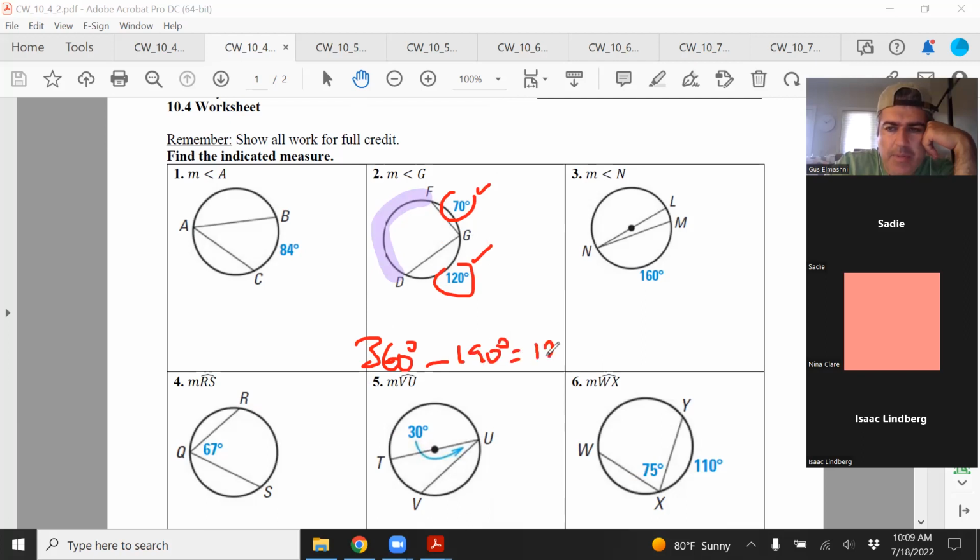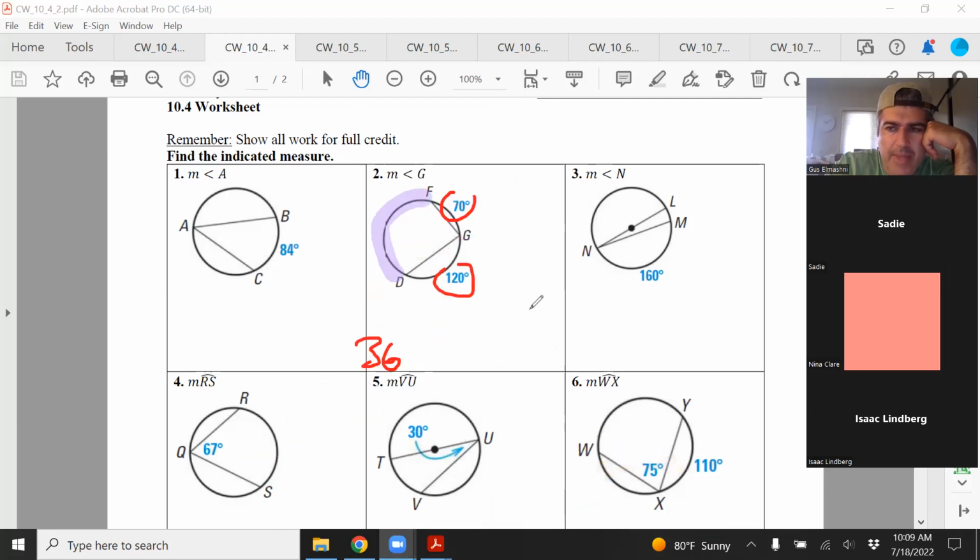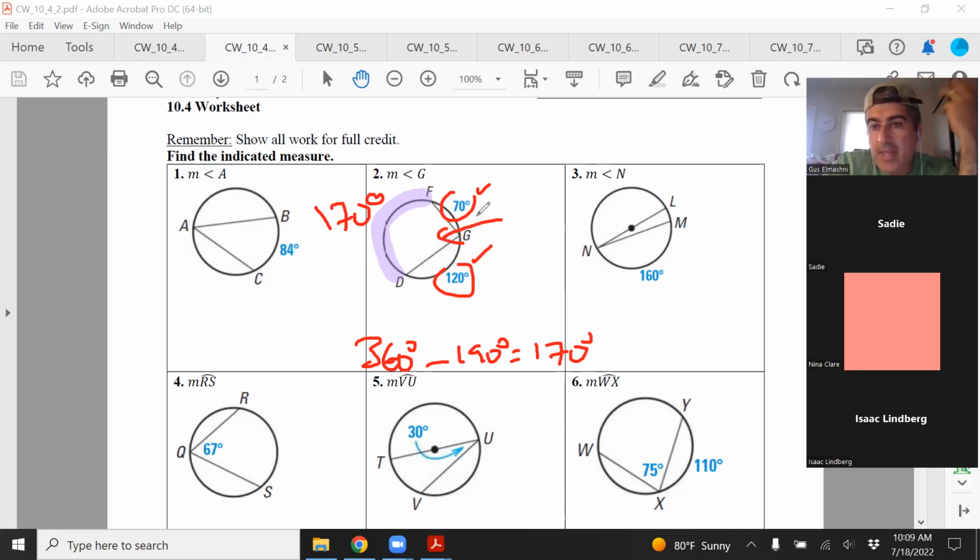Wait, no, wait, did I make a mistake? Hold on. What did I have? Did I make an error? Shoot. No, I got it. Yeah, okay, sorry. I thought I put 150 accidentally. Yeah, I got it. So you have that, right? So that's 170 degrees right here. And then that has to be half, right? Because that's the theorem. Inscribed angles are half the arcs that they intercept.